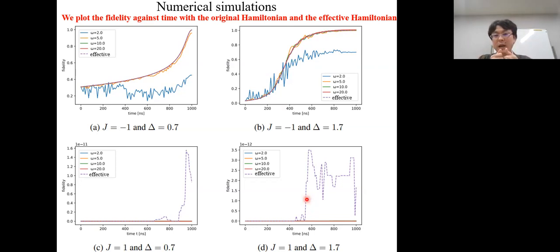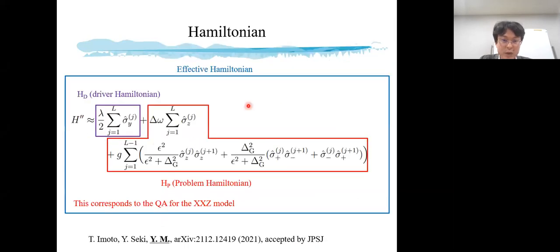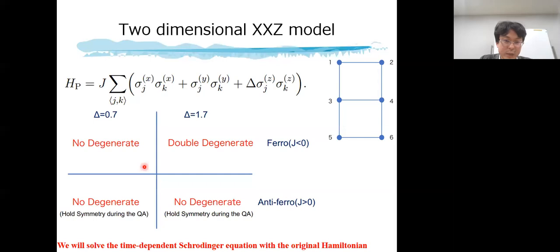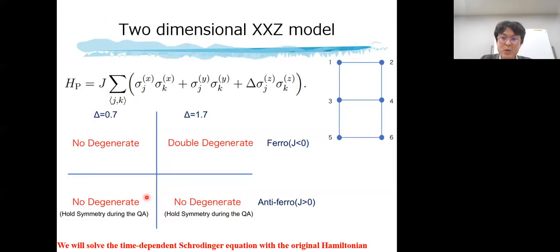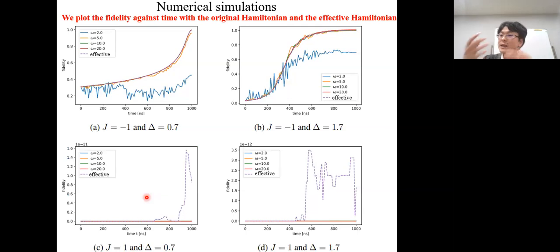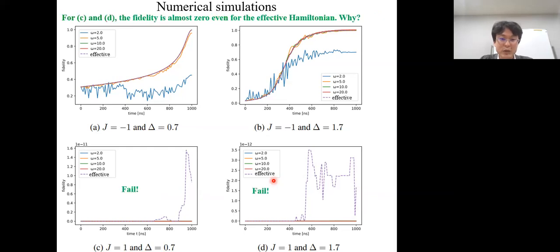But it's not a disadvantage of our scheme, because you can see this effective Hamiltonian case. This conventional quantum annealing is the effective Hamiltonian case. Even for the conventional quantum annealing case, fidelity is almost zero. This means that for these two cases, for some reason, quantum annealing cannot be successful at all. I changed many parameters, like the annealing schedule. I tried to change the Hamiltonian slowly to satisfy the adiabatic condition, and I changed every parameter, but still quantum annealing is not so successful. So these two are successful and these two are failures.